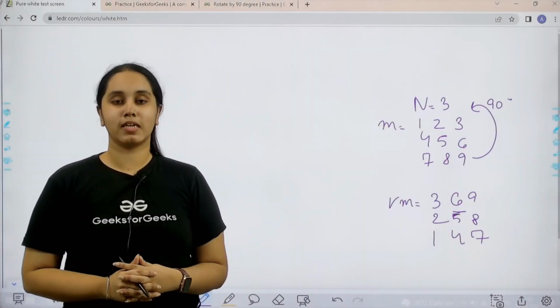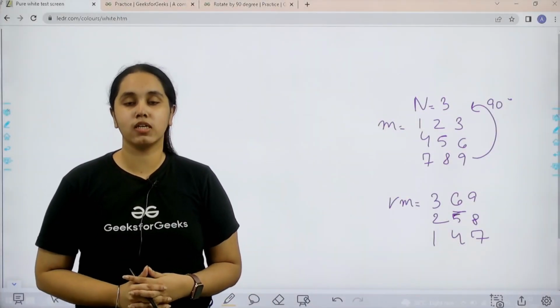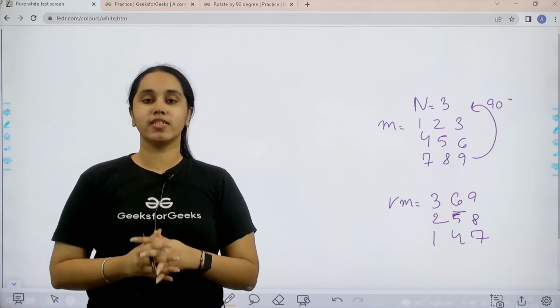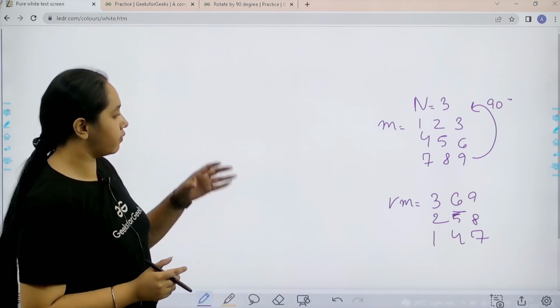Hello everyone, welcome back. In this session we will learn how to solve the practice problem Rotate by 90 Degrees. First let us understand the question and then we will solve it.